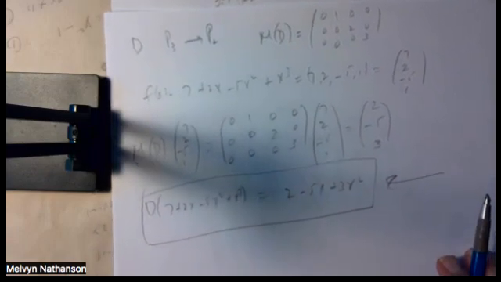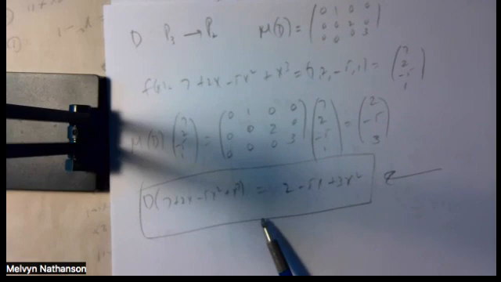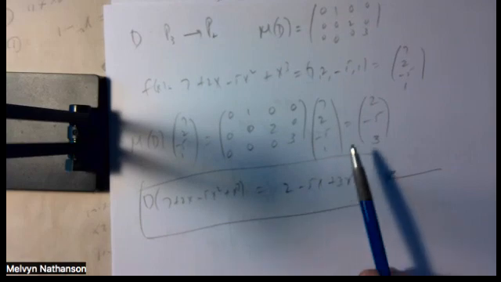And if you remember your calculus 1, the derivative of this is this. This is the matrix for differentiating a cubic polynomial.